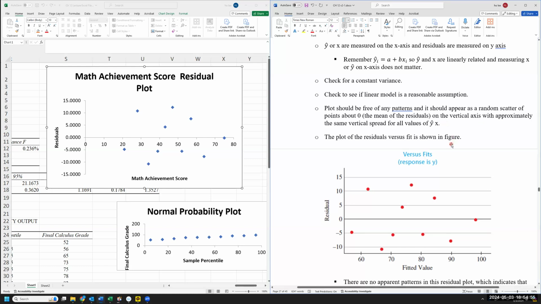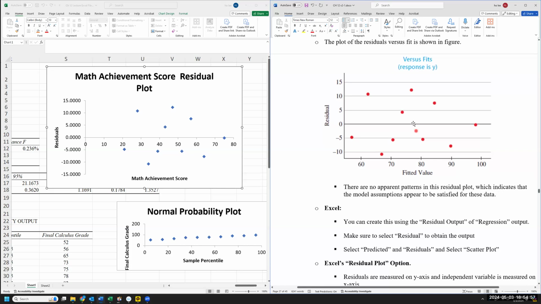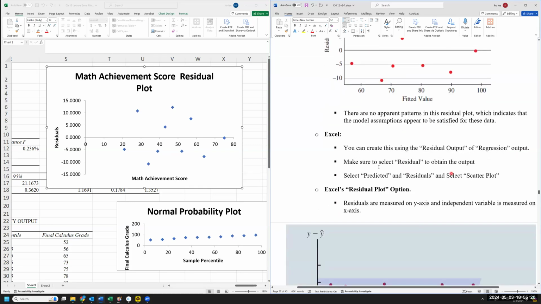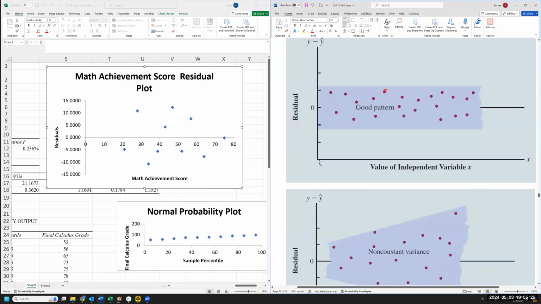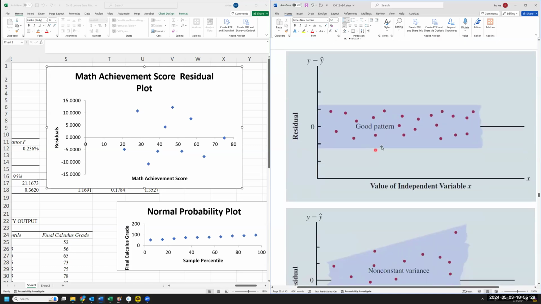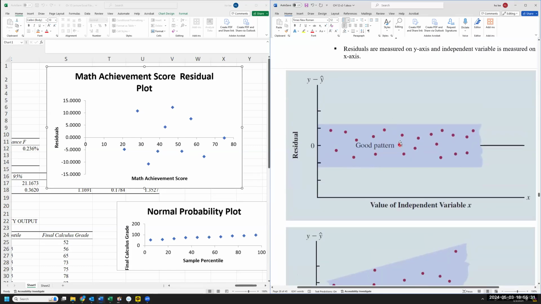This is the residual plot for the same data, the math achievement score. This is the residual plot where you have fitted values on the x-axis, and this is the one where you have x on the x-axis, the math achievement score, and you can see the shape is the same. This shows you how to output it, and we've already gone through that. This is what it should look like. And this one right here, I found some pictures online and put them into our notes.